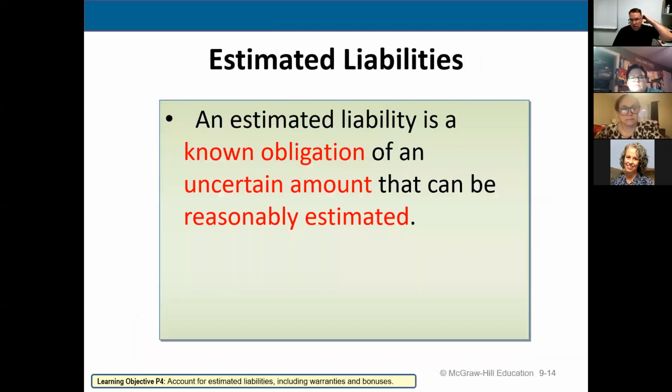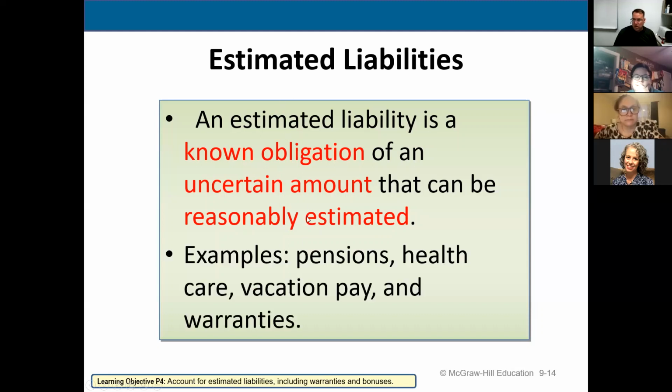So then the other new concept in this chapter is the idea of an estimated liability. This is where you don't know for sure exactly how much you're going to have to pay, but you have an idea. So an estimated liability is a known obligation of an uncertain amount that can be reasonably estimated. Again, I hate to just read the slide, but I think that's an important definition. Examples are things like pensions, healthcare, vacation pay, and warranties, right?